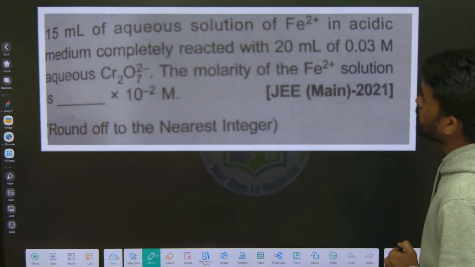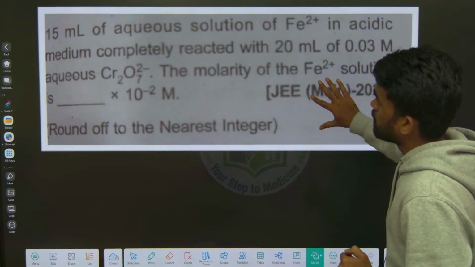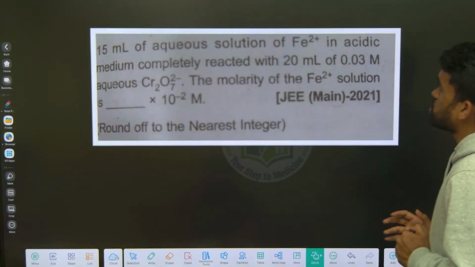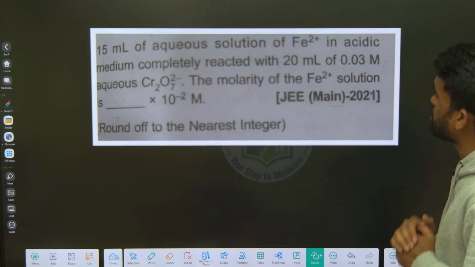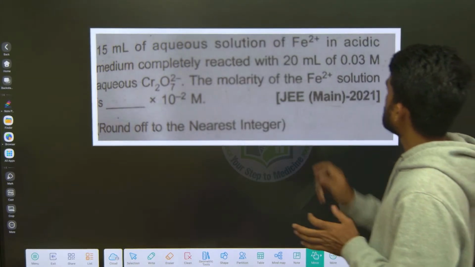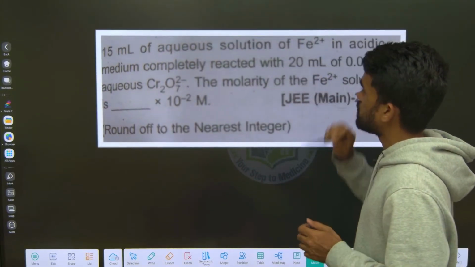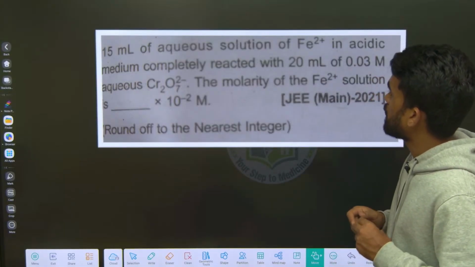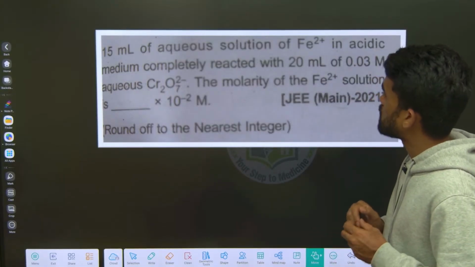Okay, now can you try this question? Tell me. 15 ml of aqueous solution of Fe2+ ions in acidic medium completely reacted with 20 ml of 0.03 M aqueous dichromate ions. The molarity of the Fe2+ ion is?